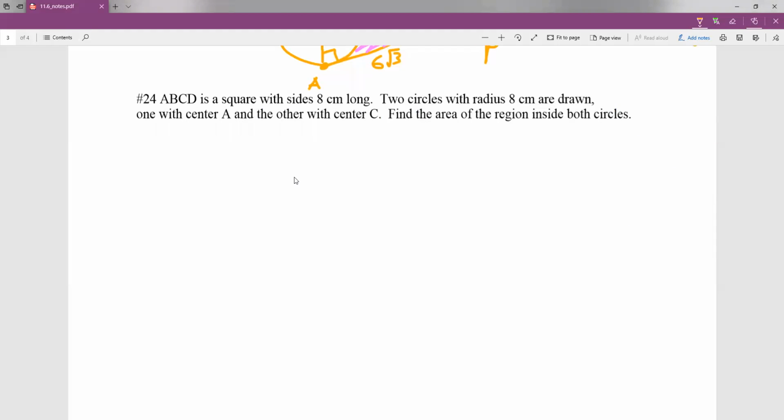Okay, so let's draw a picture. We're going to draw a square ABCD. That's close enough. Okay, so A, B, C, D. A square with sides 8 centimeters long. Two circles with radius 8 centimeters are drawn, one with center at A. So we're going to draw a circle here. It's going to go like this.